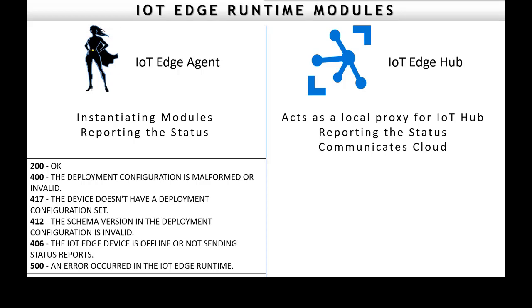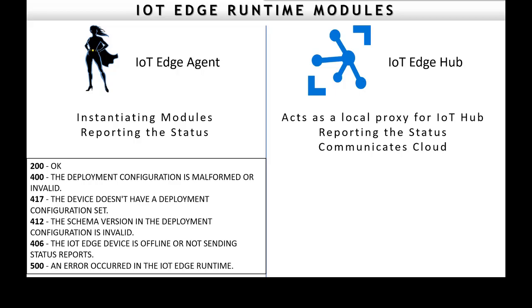So as you can see, those are the statuses it can actually send back to IoT Hub. The second module is the IoT Edge Hub, and it really works as a local proxy, so it doesn't have to call the IoT Hub for every message. It sends the reporting status and communicates with the cloud in the backend for us. So that was the SQL Edge information.